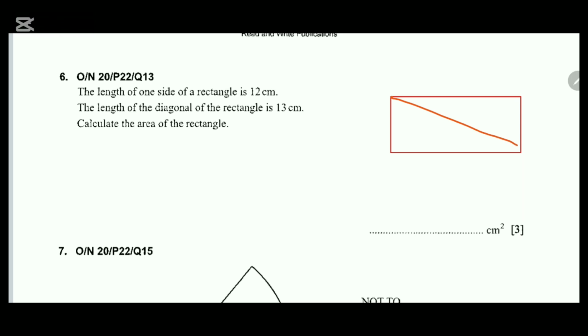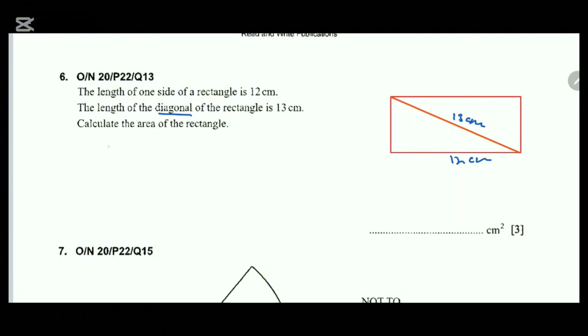This is the diagonal. Okay, so the length of the diagonal of the rectangle is 13 centimeter. The length of one side of the rectangle is 12. So we have to find the length of the other side and the area of the rectangle.